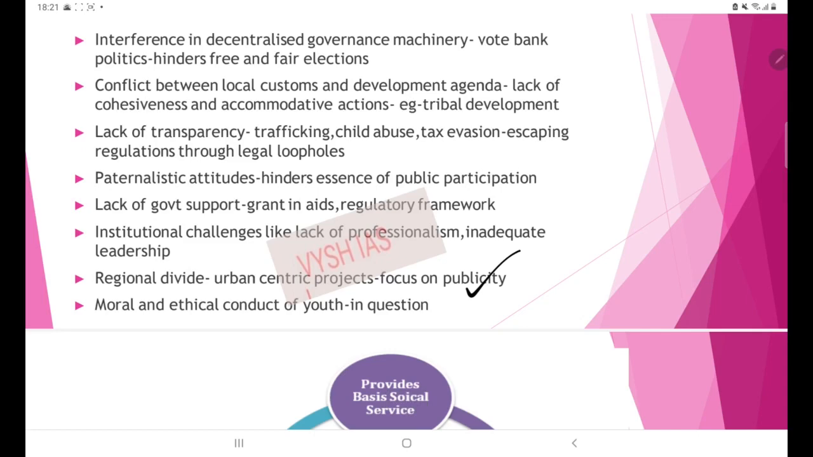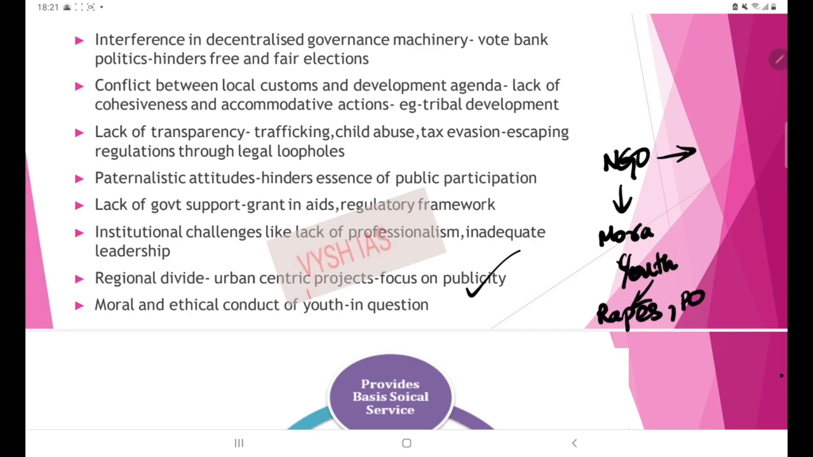Then the moral and ethical conduct of youth is also in question. See, if NGOs and such organizations have to function, then we should have a morally responsible youth population. So that is actually lacking in India. That is why we are having many cases like rapes and POCSO cases. So the moral values within the youth are actually declining in India. So that is a problem which puts the functioning of NGOs in question.